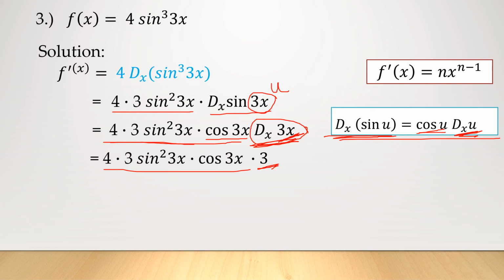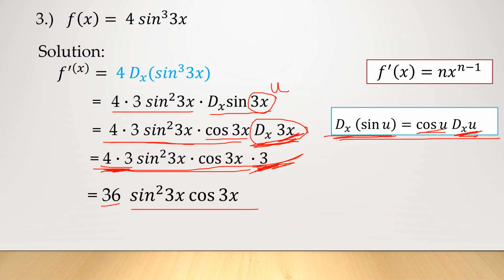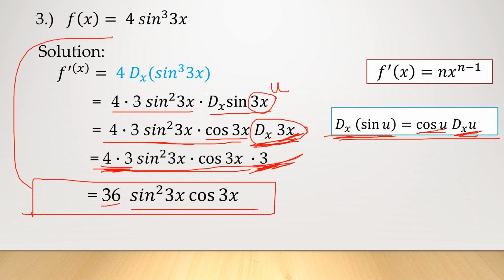Tapos, ayusin lang natin to. Simplify natin yan. So, we have 4 times 3 times 3. Again, 4 times 3 times 3. So, our answer is 36. So, 36 sine squared 3x cosine 3x. So, this is our final derivative of this given function.